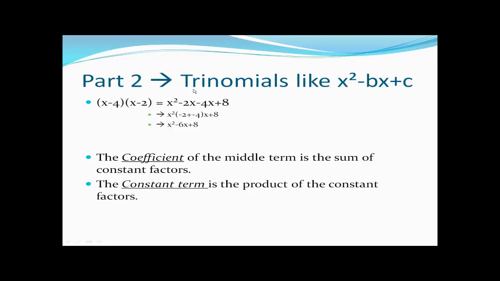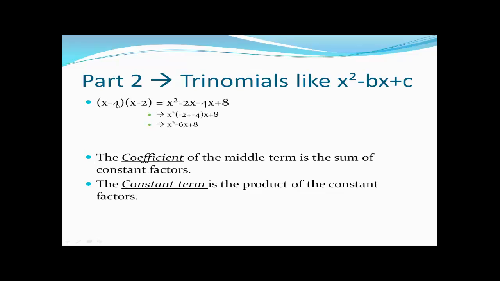Part 2. So what if you have trinomials that don't have all positives in them? Just in this example, let's say you had x squared minus bx plus c, or if I multiplied x minus 4 times x minus 2 out, I would get x squared minus 2x minus 4x plus 8. And then if I combine my like terms in the middle, I would get x squared minus 6x plus 8.